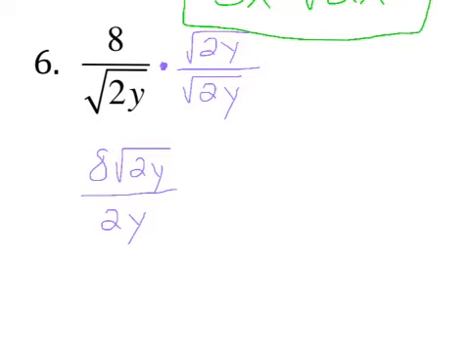Now we're almost done. We have to simplify one last time. Since there is an 8 on the outside and a 2 on the outside, 8 is divisible by 2. So a 4 is going to be in the numerator, and we still have the square root of 2y. And then we just have a regular y in the denominator.